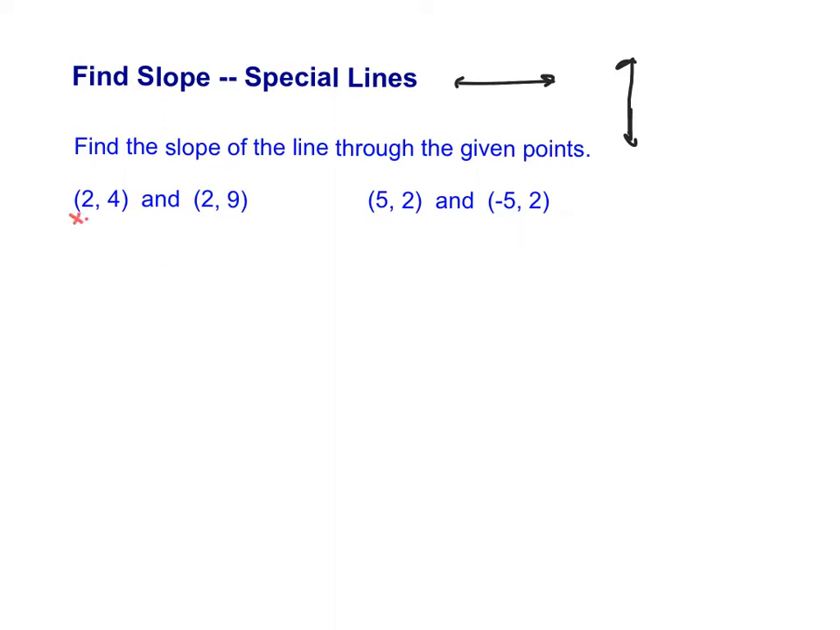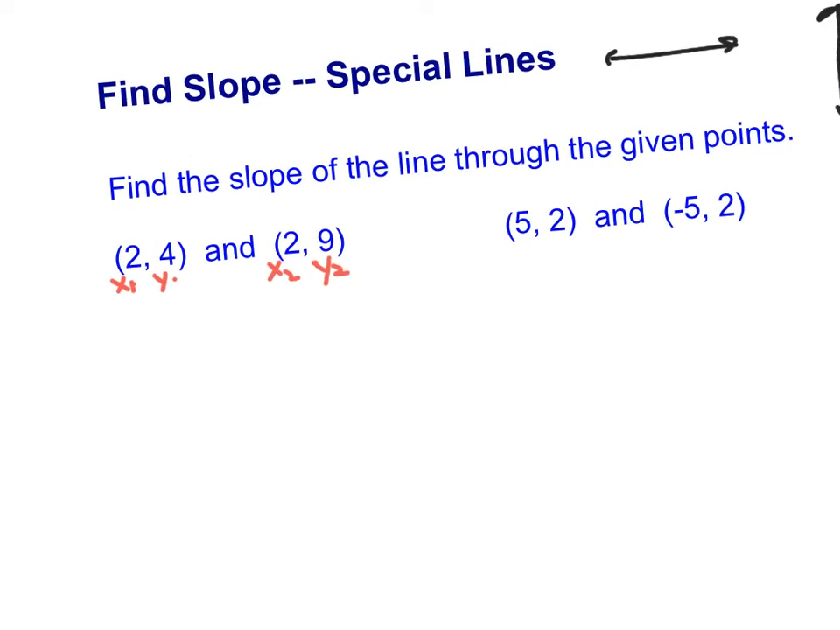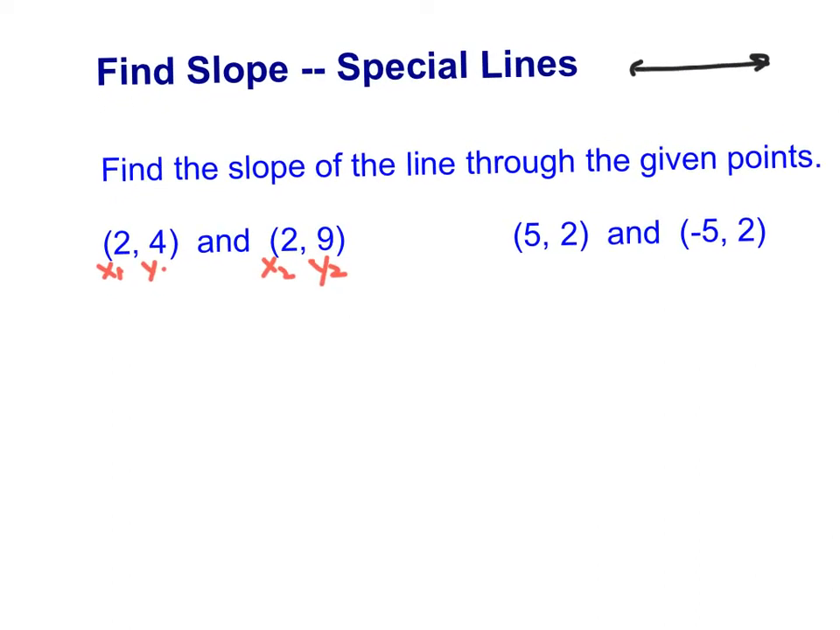Remember, go ahead and label your points: x1, y1, x2, y2. Maybe I'll zoom in a little bit. And then just follow the slope formula. Slope equals y2 minus y1, so 9 minus 4 over x2 minus x1, 2 minus 2. All right, so 9 minus 4 is 5, and 2 minus 2 is 0.